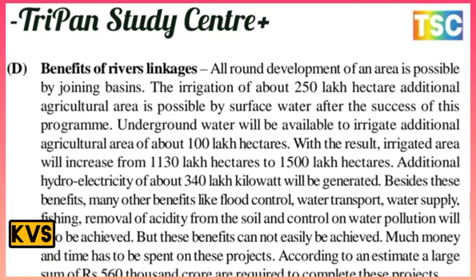Besides this, many other benefits like flood control, water transport, water supply, fishing, removal of acidity from the soil, and control of water pollution will also be achieved. But these benefits are not easily achieved. Much money and time has been spent on this project. According to an estimate, a large sum of rupees 560,000 crore is required to complete this project.